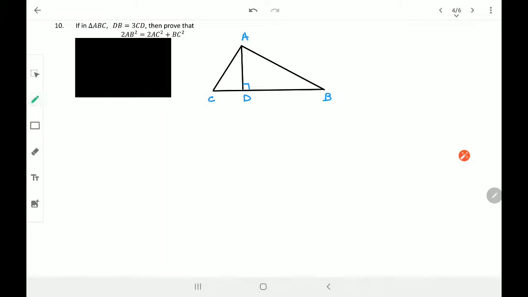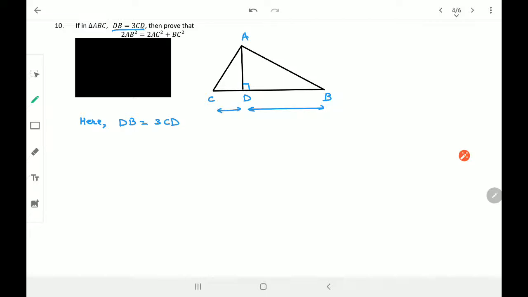Okay, now you can look at the diagram here, and this is what I have to prove. Let's start working. So first of all, let us work on the given thing. What is given? Here DB is equal to 3 times CD. So you can check, this is the DB, which is 3 times CD.